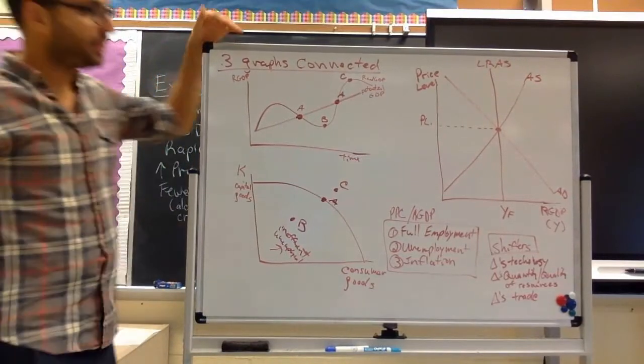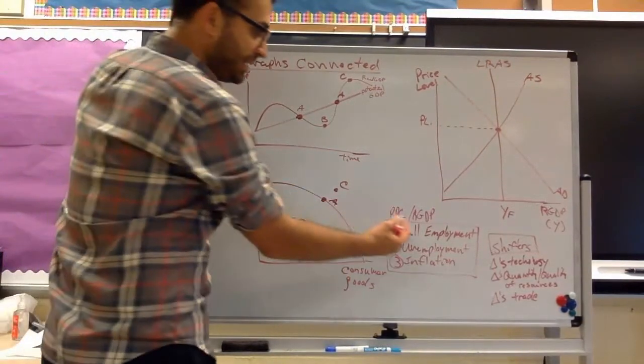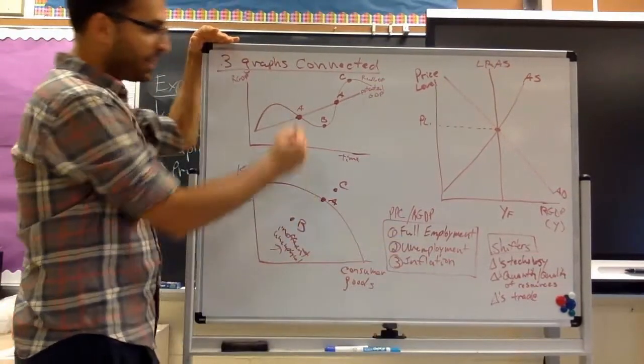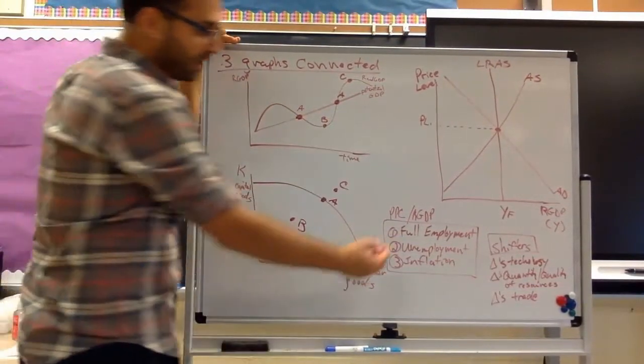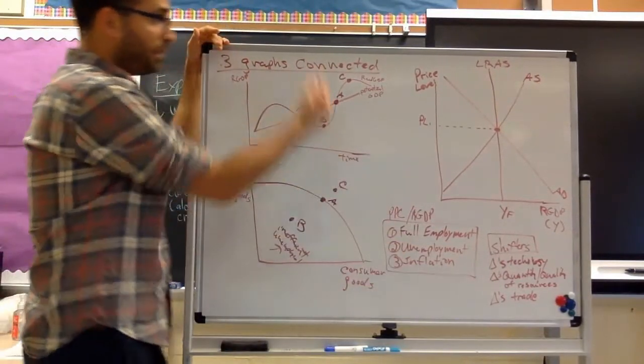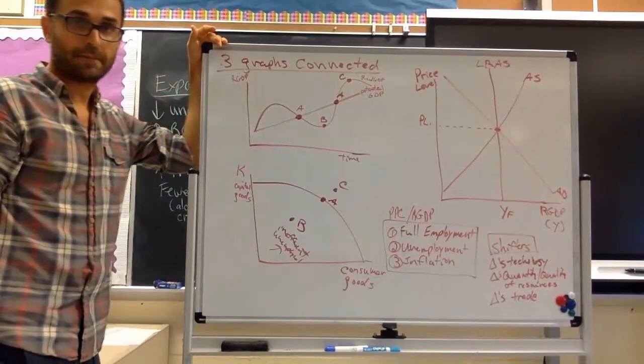Oh, before we get to there, here are the things that the PPC and the real GDP, the business cycle, are connected. They show us full employment, right? A and A is full employment. They show us unemployment below here, inside here, and they show us inflation above here or outside of the PPC.